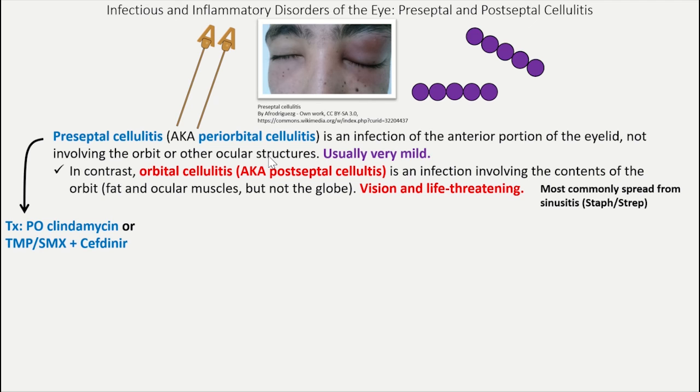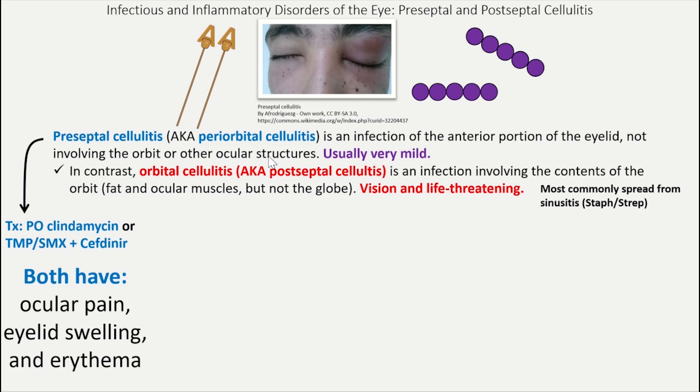In contrast, orbital cellulitis, aka postseptal cellulitis, is an infection involving the contents of the orbit, such as the fat and the ocular muscles, but not the globe. It's vision and life-threatening. Again, the spread here is not from preseptal, but from sinusitis typically.